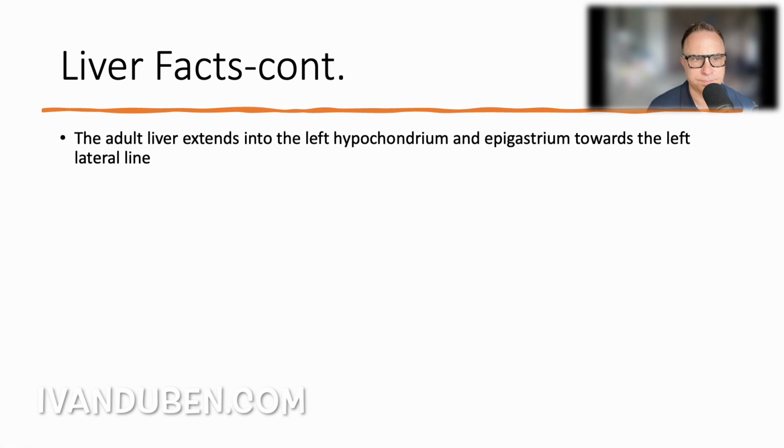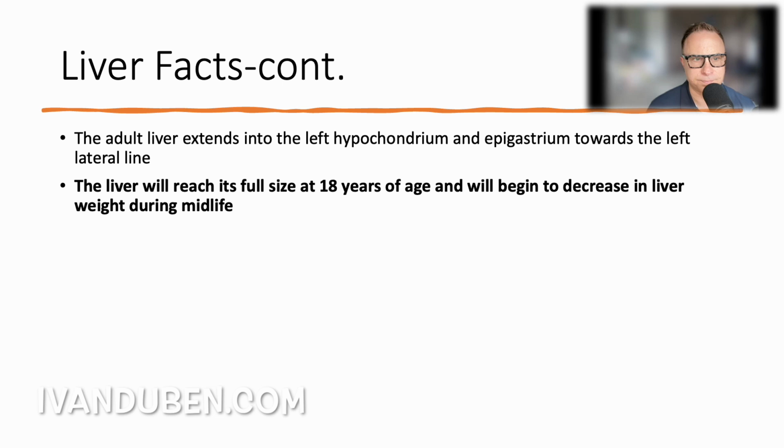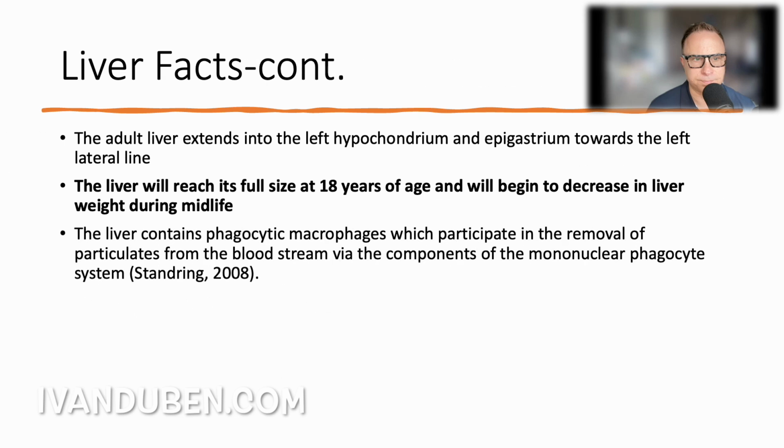The adult liver extends into the left hypochondrium and epigastrium towards the left lateral line. The liver will reach its full size at 18 years of age, and will begin to decrease in liver weight during midlife. The liver contains phagocytic macrophages, which participate in the removal of particulates from the bloodstream via the components of the mononuclear phagocyte system.